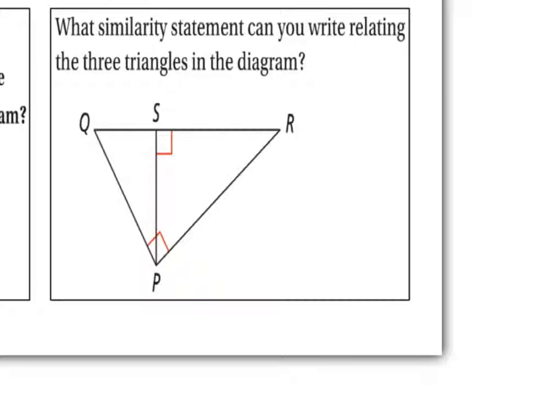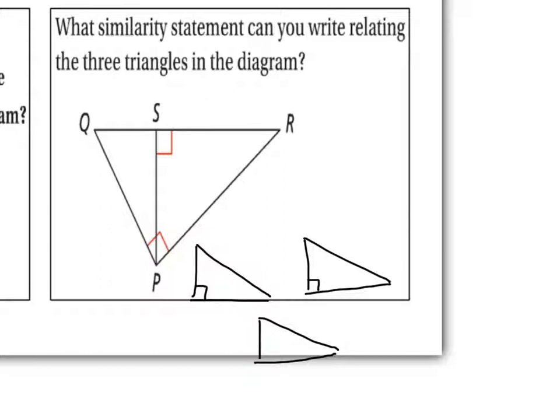Okay? So I'm going to redraw these three triangles down here. Okay? And I'm going to label this, the very first one I'm going to label is going to be the big one. So the big one, in this case, this is Q, this is P, and this is R.